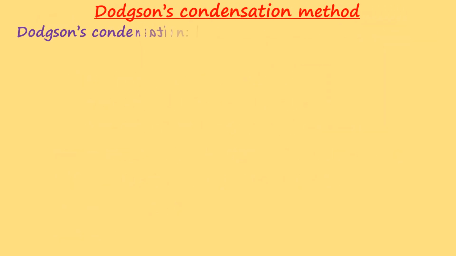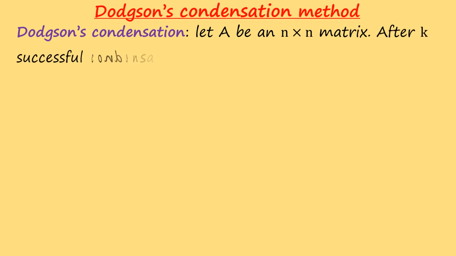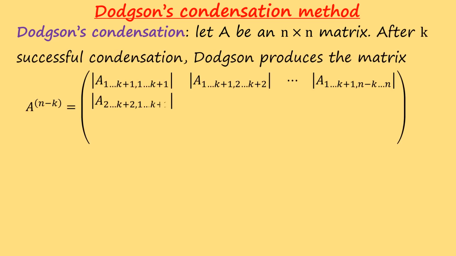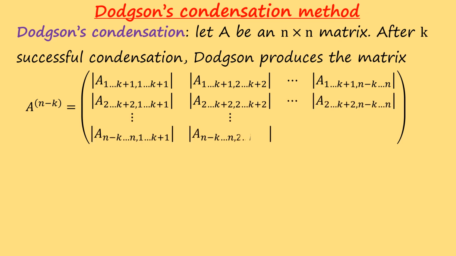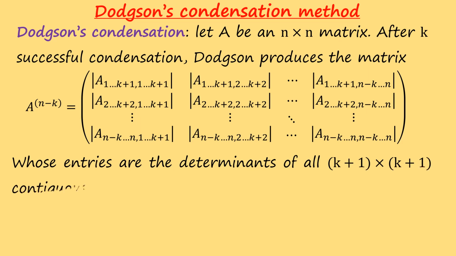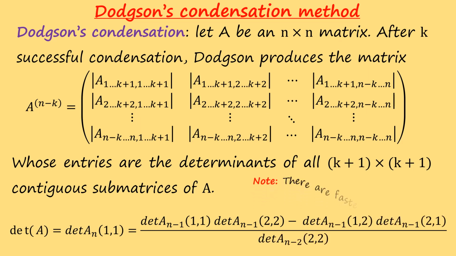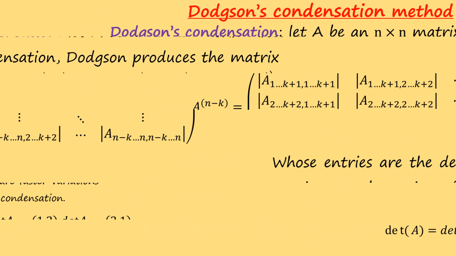This method to glance at is the Dodgson condensation method. Let A be an n by n matrix. After k successful condensations, Dodgson produces the matrix below, whose entries are the determinants of all k plus 1 by k plus 1 contiguous submatrices of A, and we are given the determinant in this form. Note there are faster variations of Dodgson condensation.